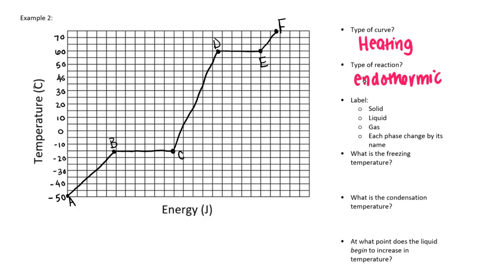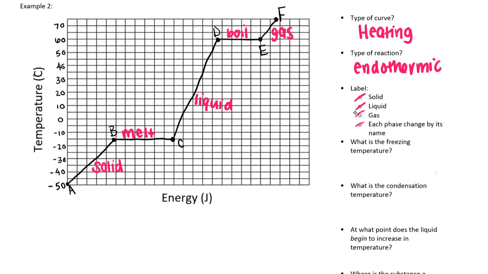All right, at the coolest temperature, it is going to be a solid. That solid is going to melt into a liquid. And then that liquid is going to boil into a gas. So again, whether it's a heating curve or cooling curve, you should be able to label where is it a solid, liquid, gas in each phase change.